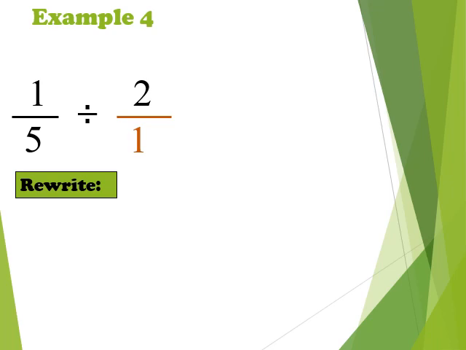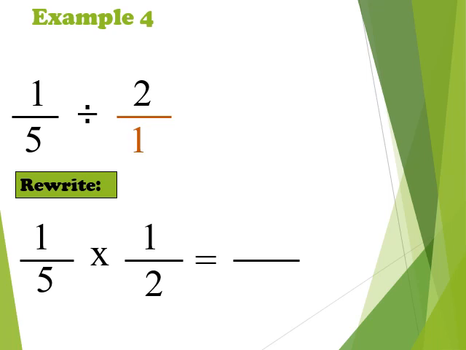Rewrite the first fraction, 1 out of 5. Change the division sign to a multiplication sign. Flip the second fraction upside down by finding the reciprocal. So it will be 1 out of 2. The last step, multiply. 1 times 1 is equal to 1. 5 times 2 is equal to 10. So the answer is 1/10.